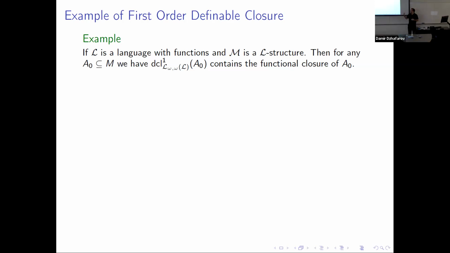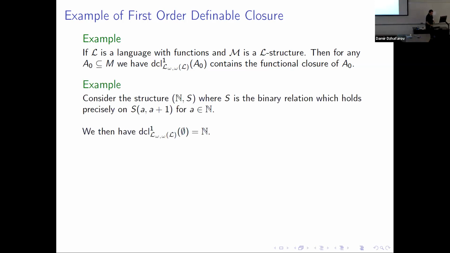And so everything that is in the functional closure is going to be in the definable closure. And in general, this is not a bad way to think about this. If I have a partially definable function, then I throw in all the images of that partially definable function on things in the set I'm trying to take the definable closure of.